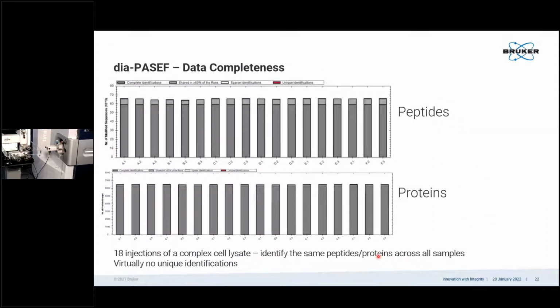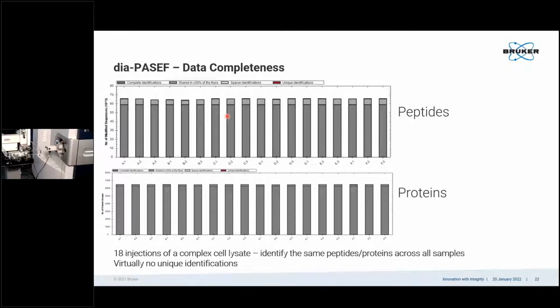And then I also mentioned this data completeness. This is actually 18 injections of a complex cell lysate. And what you can see here is that we see really reproducible numbers of proteins identified. If you see any red here, which you really can't, this is from Spectronaut, and red would indicate where you have unique identifications. So basically, there's virtually no unique identifications in this data. So we're identifying the same proteins, but also the same peptides over and over again across our samples.